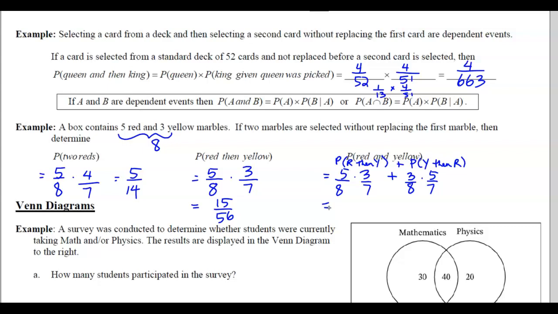That's going to end up being 15 over 56, which is 30 over 56, which is... more, 6 goes into that, sorry. Let's see, 2, so 15 over 28.